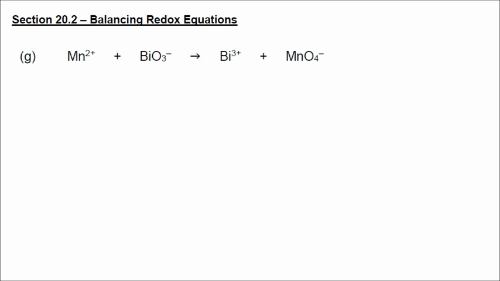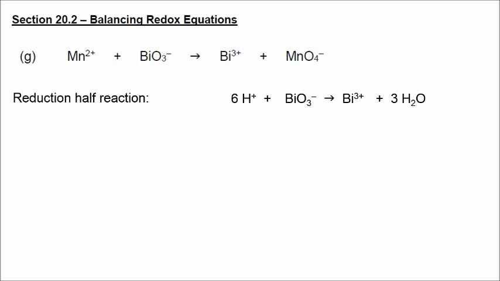All right, our next example, let's write the reduction half reaction. That'll be going bismuth from +5 to +3. We will have to add 3 water molecules on the right. Then we have to add 6 H plus ions on the left. Total charge on the right is +3. Total charge on the left is +5. So we have to add 2 electrons on the left to balance the charge.